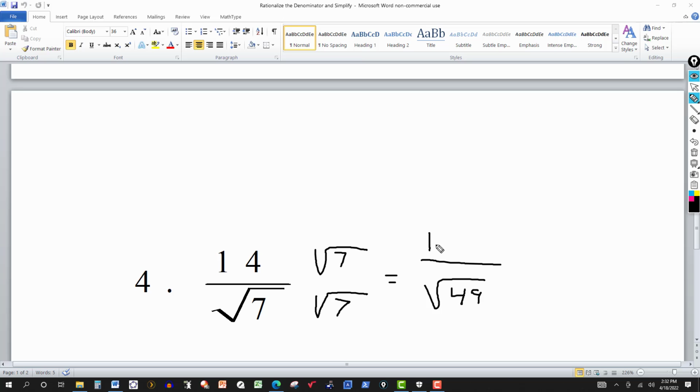And on top we have 14 times the square root of 7. Now 49, of course, is a perfect square. The square root of 49 is 7, so we can mark this out. And then we simplify further. 14 divided by 7 is 2. So the final simplified answer will be twice the square root of 7. The denominator is just a 1, so we can write it as 2 radical 7. And that's the simplified form.